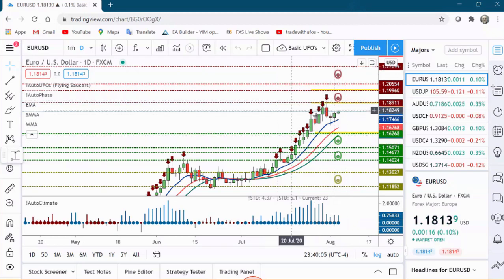Here was the setup that we originally looked at. Here's price sitting down here, 75 pips. Okay. I want to correlate that. The auto phase, you can see here, auto phase saying that price is moving around.